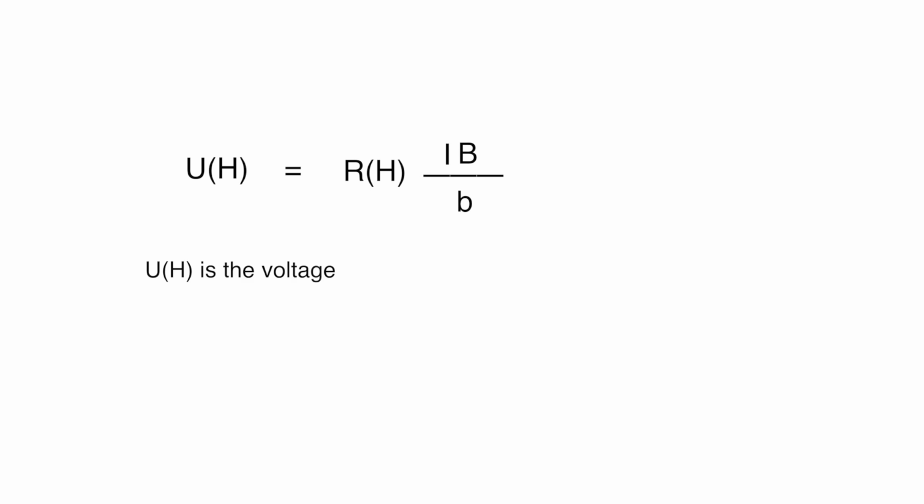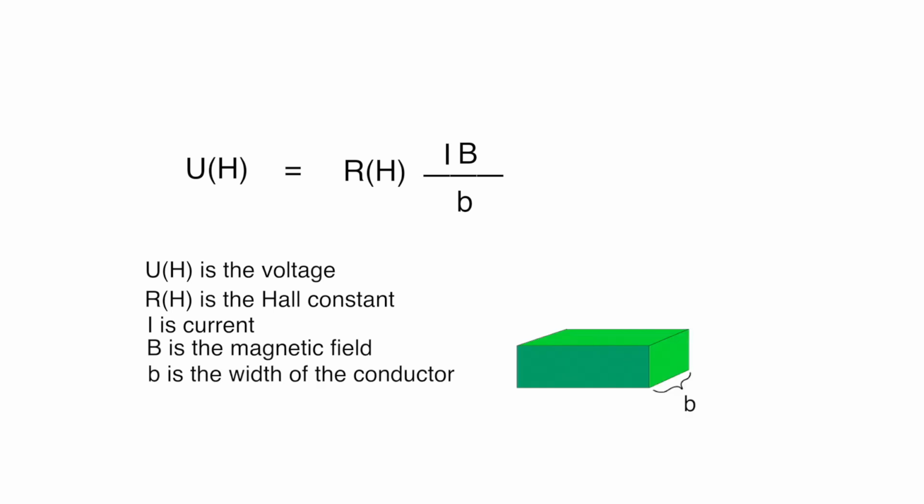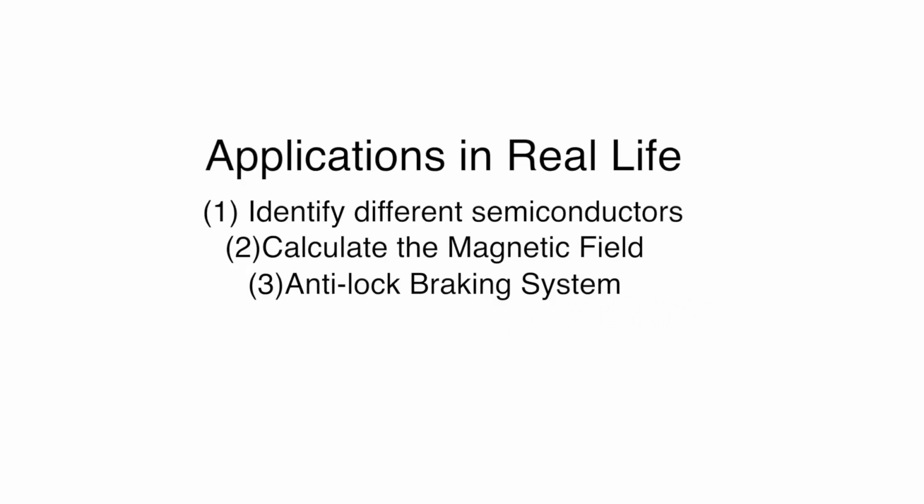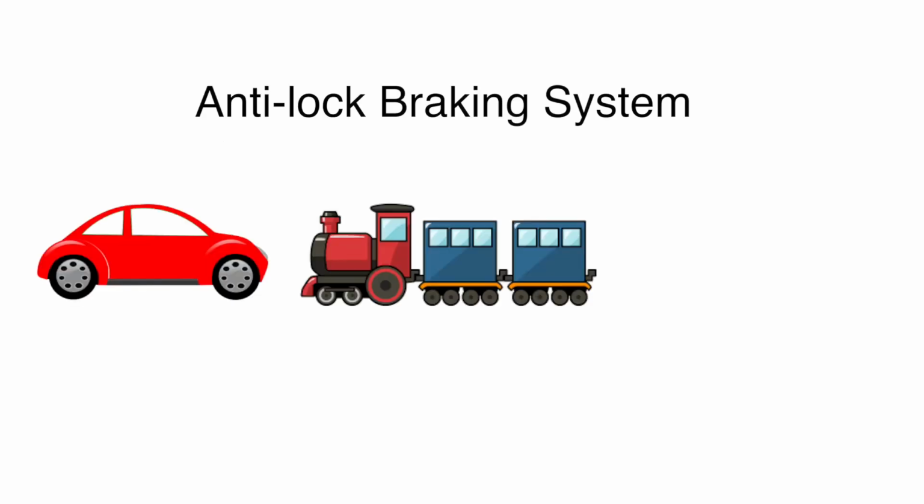By using this formula below, U_H is equal to R_H times I B divided by lowercase b, where U_H is the voltage, R_H is the Hall constant, I is the current, B is the magnetic field, and lowercase b is the width of the conductor. We're able to calculate the magnetic field. This formula will also help us to understand better the anti-lock braking system, which is another application of the Hall effect. The anti-lock braking system is widely used on land vehicles such as cars, trains, and buses.